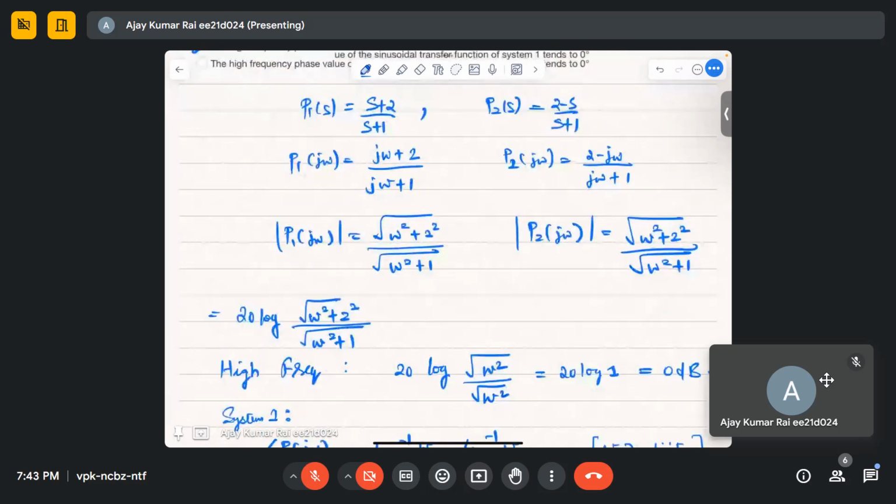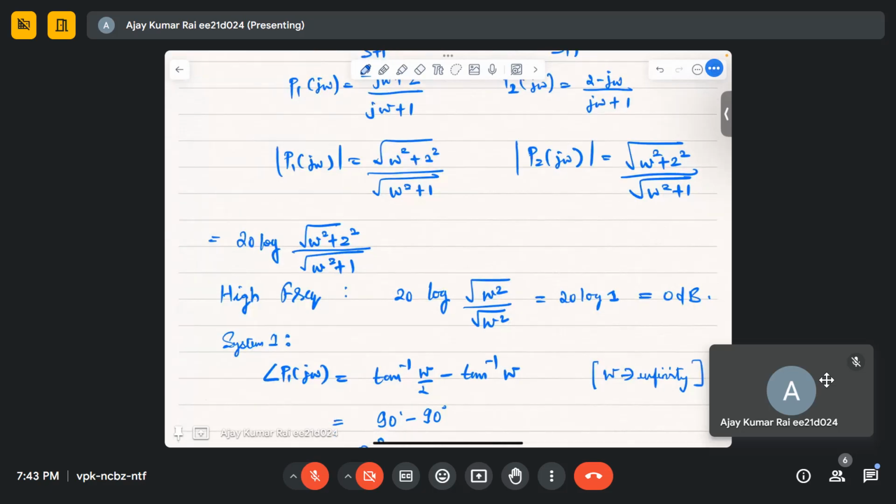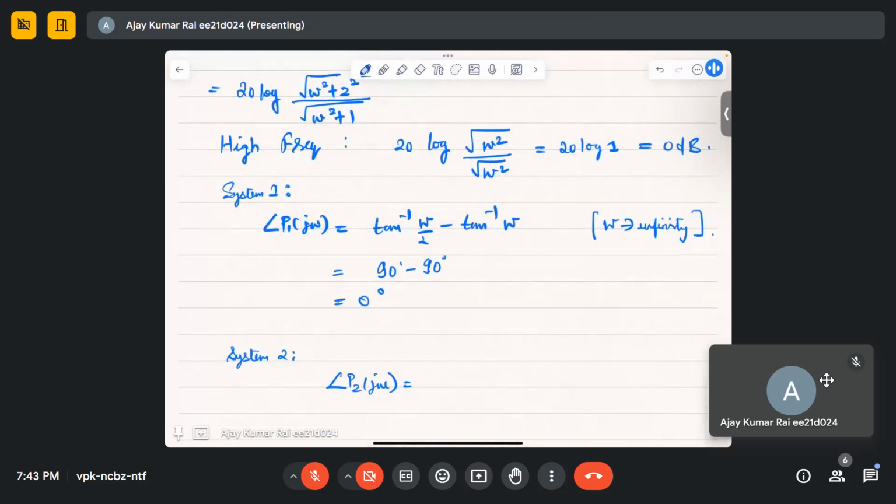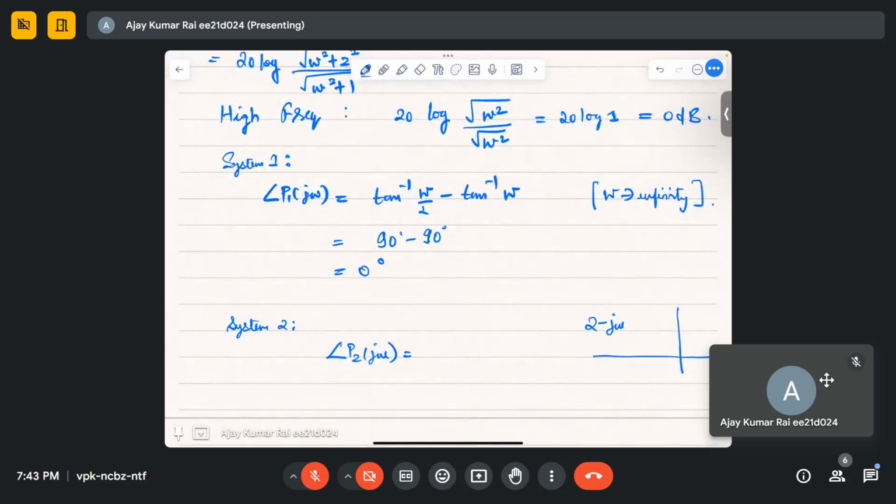So what is that? 2 minus j omega. How do we find the angle? You know this 2 minus j omega is in which quadrant? If I see 2 minus j omega, this is in the fourth quadrant, right? Because the real part is positive and the imaginary part is negative, that's why it's in the fourth quadrant. It will be somewhere here, making this angle.